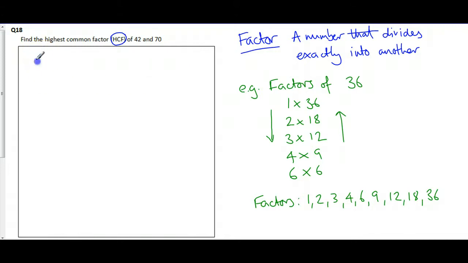Let's do that for 42. Let's go 1 times 42, 2 times 21. 3 goes into 30, 33, 36, 39, 42, so it's 3 times 14. 4 can't go in because 4 goes into 40, so it can't fit into 42. 5 can't go in, and then I know from my times tables, 6 times 7. And I would then try 7, but then I get 7 times 6. And I get that repeat I was talking about. So either I get the same number repeated twice, or I get a repeat that's already in my list. So I stop.